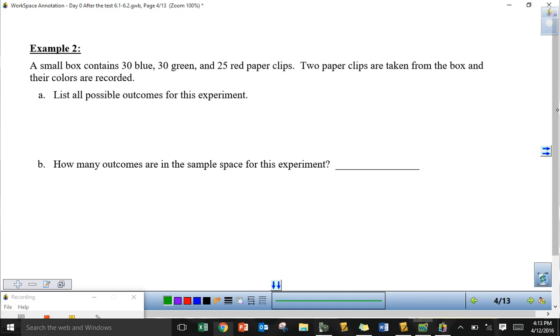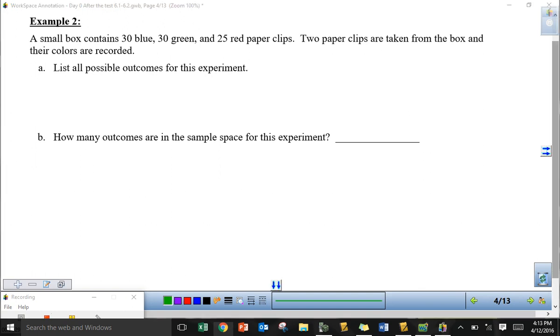Okay, our second example, we have a box containing 30 blue, 30 green, and 25 red paper clips. And 2 paper clips are taken from the box and their colors are recorded. Again, they're taken at the same time, and we're just writing down their color. We're not necessarily writing down the order in which we get the color. Okay, so this is going to be important for listing the possible outcomes for the experiment.